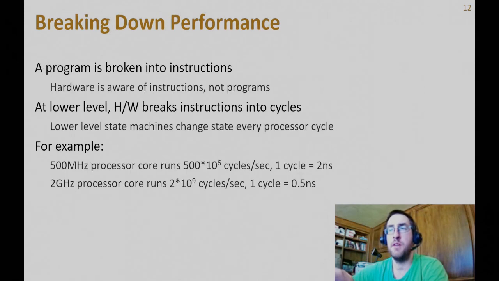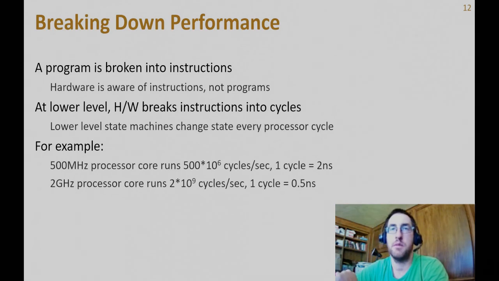A program is made out of machine instructions. Execution of a program follows the fetch, decode, execute cycle. So the hardware knows about instructions. It's got no clue what programs are, generally speaking. Within an instruction, the hardware further breaks this down into processor cycles, and it typically makes progress on an instruction over multiple cycles. A 500 megahertz processor core runs at 500 times 10 to the 6 cycles per second, and it has a cycle time of 2 nanoseconds.